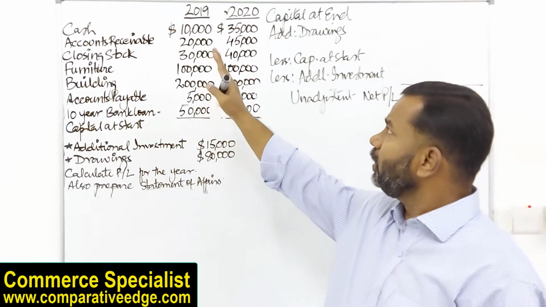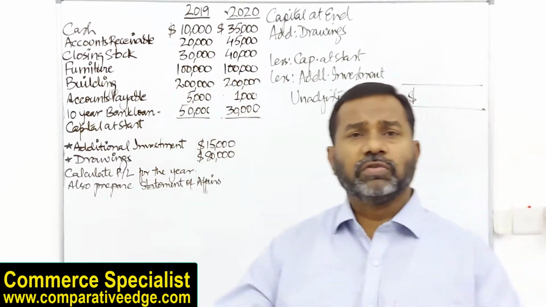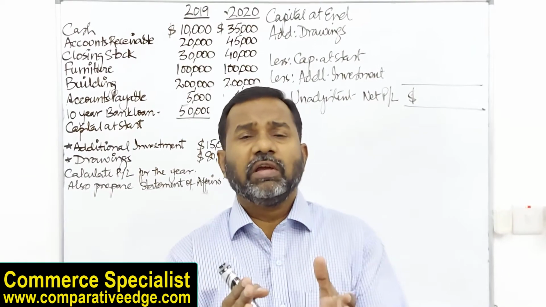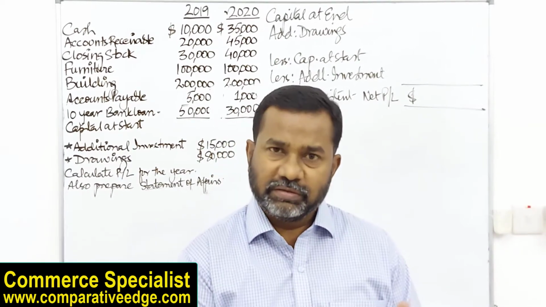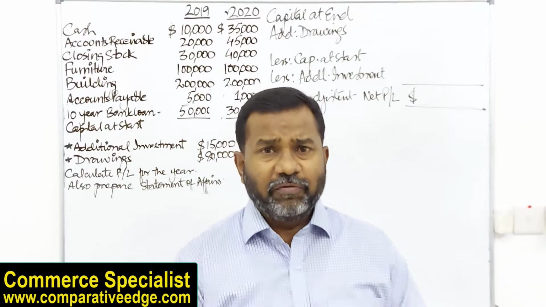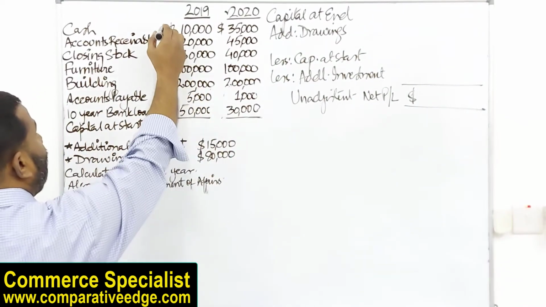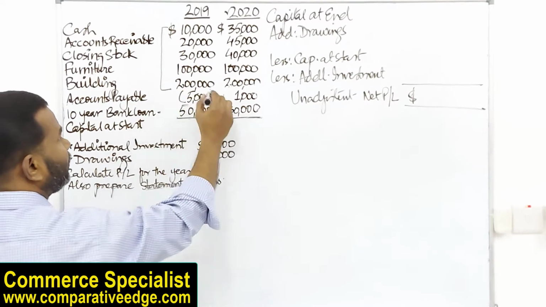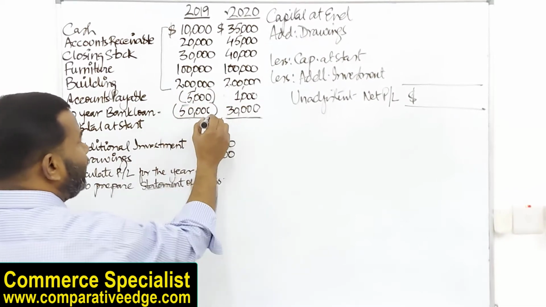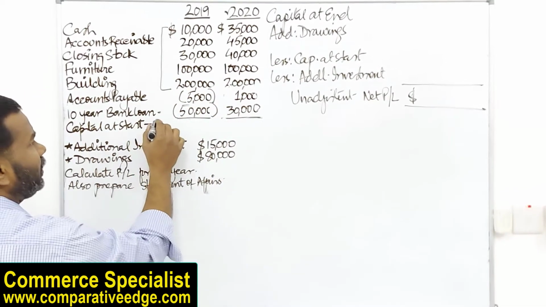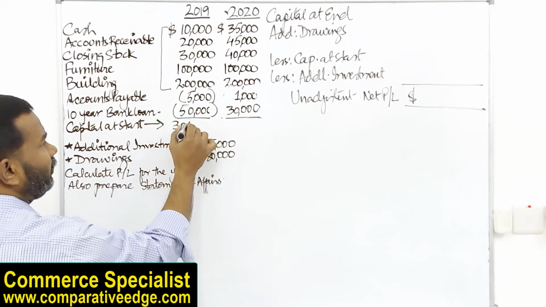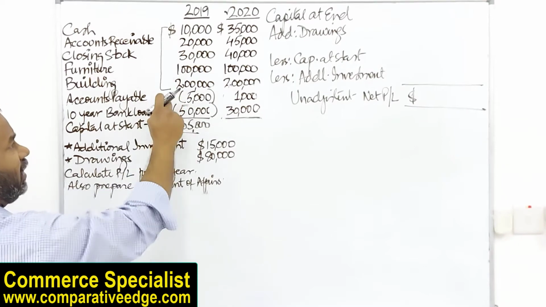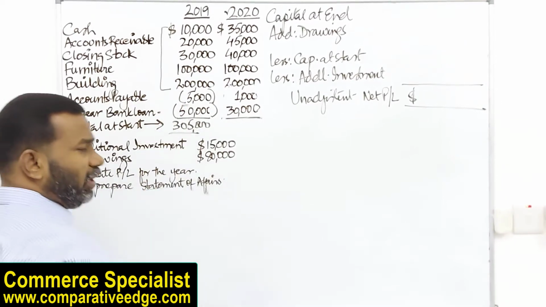We have 2 years, 2019, 2020. 2019 amounts are taken as opening balances. 2020 amounts are taken as closing balances. So understand, if I add all the opening assets and subtract the opening liabilities, I will get capital at start, which is coming to 305. If you add all the non-current and current assets minus current and long-term liabilities, you get capital at start.